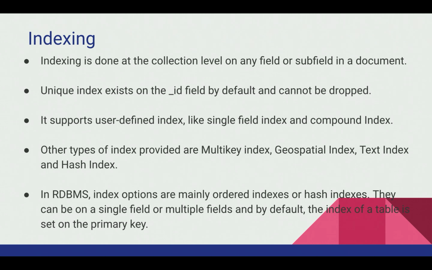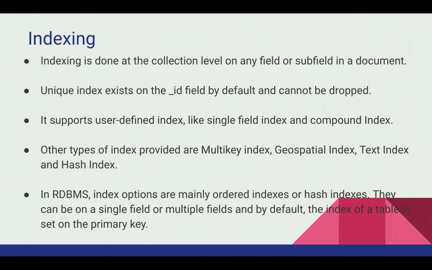Text index helps to query based on string or text content in a collection. Hash index is created by storing the hash values of the indexed field values. Such an index is used to perform hash-based equality search.